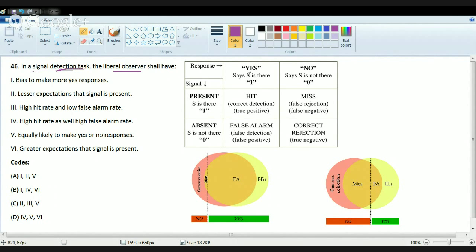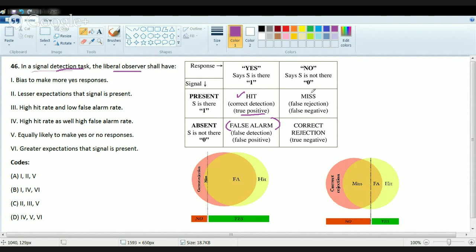If there is a signal which is present and I say yes, I can see it, that is a true positive response. If there is no signal, still I feel there is a signal. That means it's a case of false alarm.